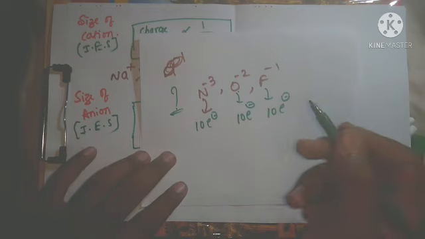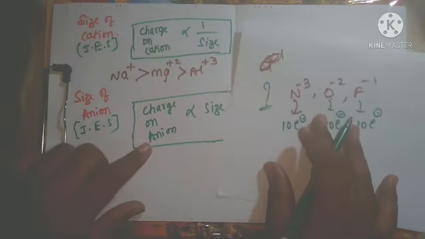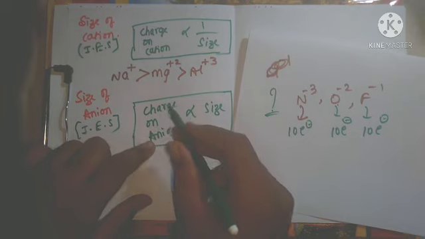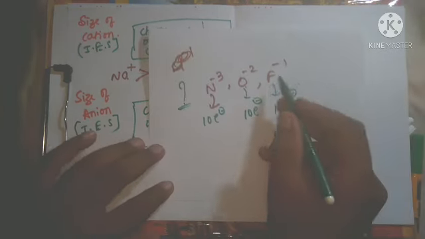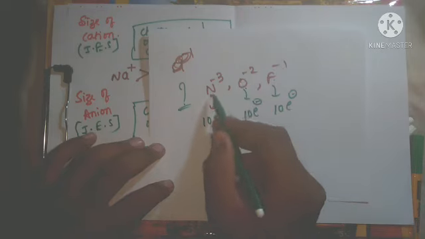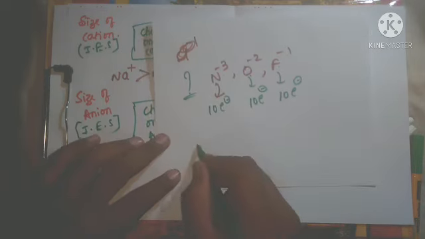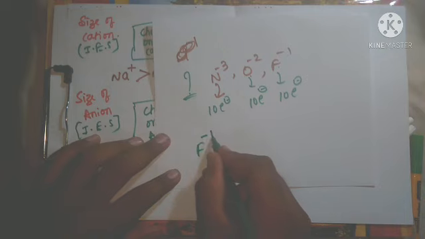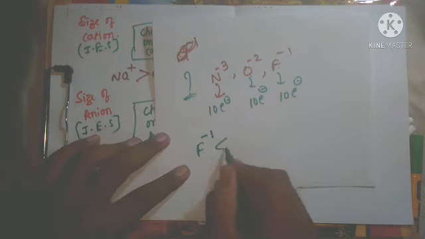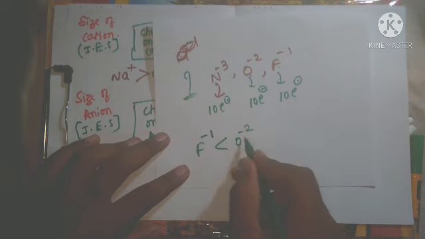Now, if he is asking what is the increasing order of size, then just remember, more the charge on the anion, more will be the size. F-1, only -1 charge is there. O-2, -2 charge is there. N-3, -3 charge is there. F-1, only -1, negative charge is smaller, therefore smaller will be the size. Next, O-2.